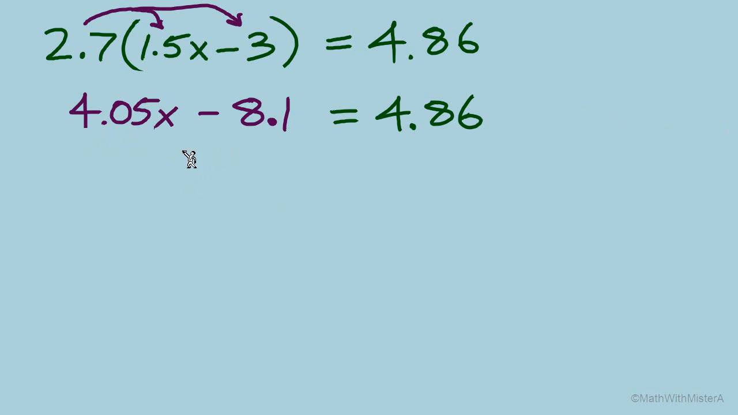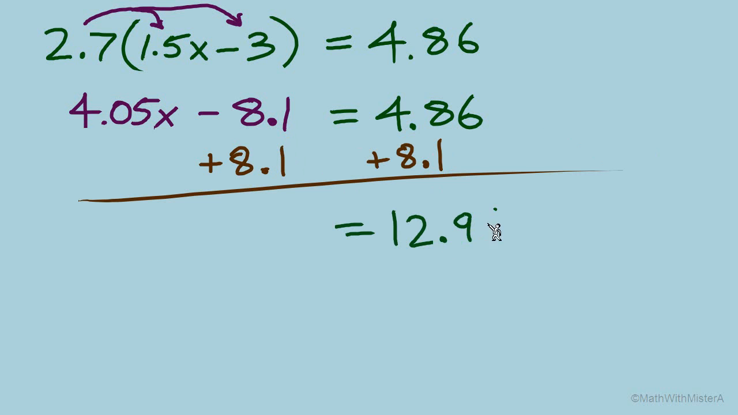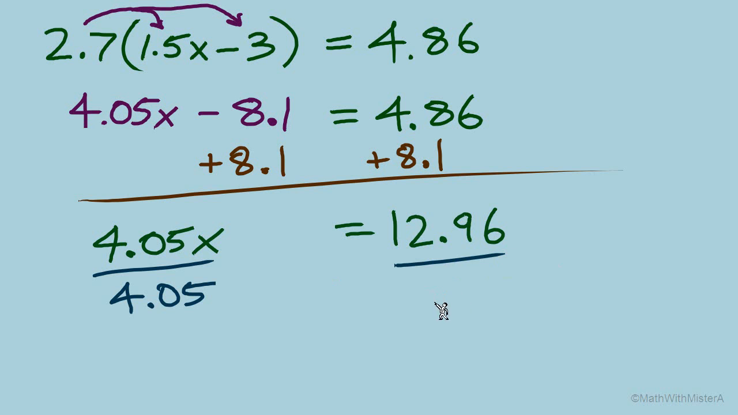We're now looking at undoing these operations. The variable is being multiplied by 4.05, and then we take away 8.1. So let's undo take away 8.1 with an add 8.1. So it gives us 12.96, and that's the result of just multiplying 4.05 times the variable. So let's undo that last operation, the multiply by 4.05, with divide by 4.05. And when we take our answer, divide by 4.05, we get 3.2.